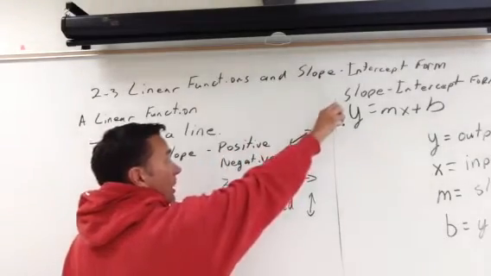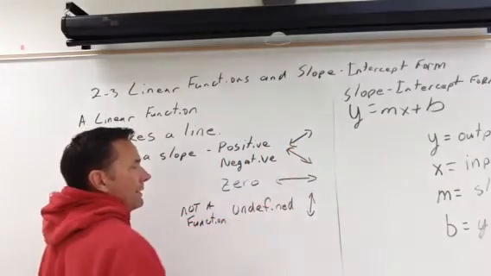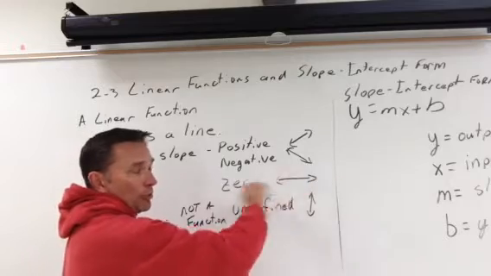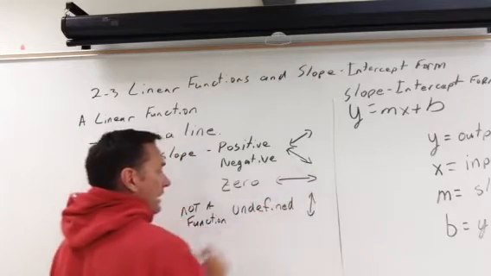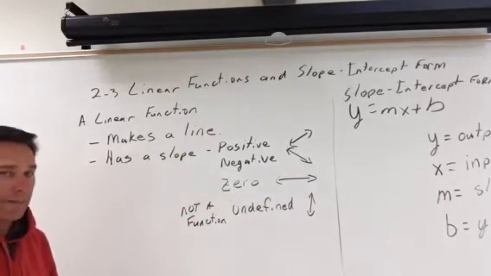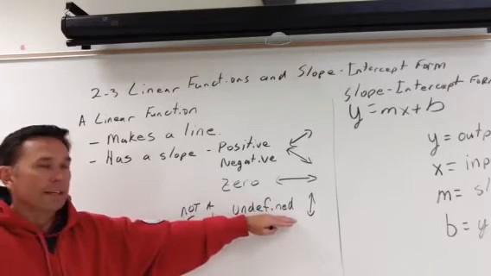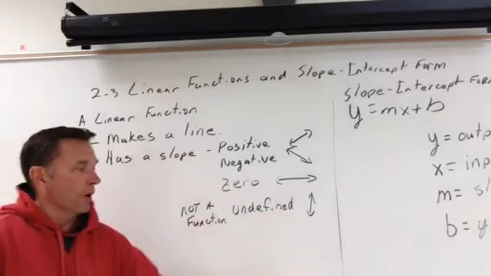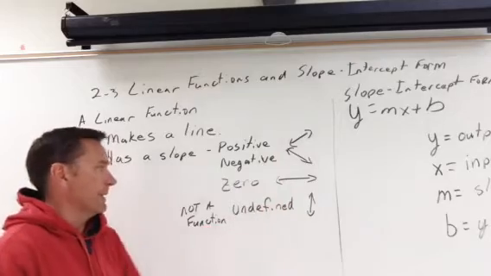Positive slope, it's going up to the right. A negative slope, going down to the right. A zero slope, if this is a horizontal line. And then the only one that's not a function is what we call an undefined slope. This is where it'd be a vertical line going straight up and down.